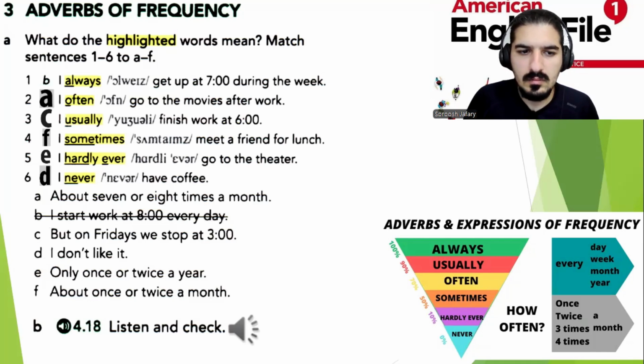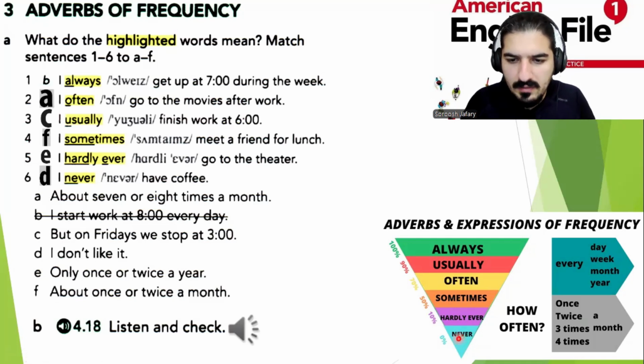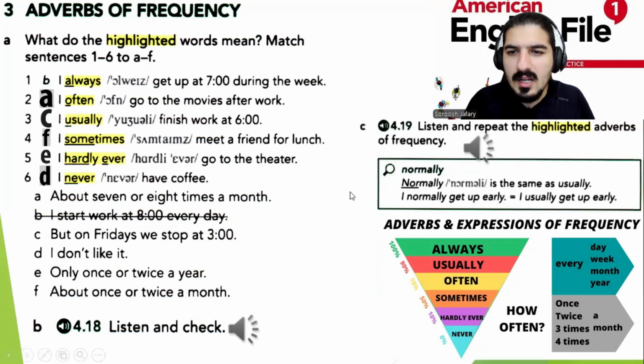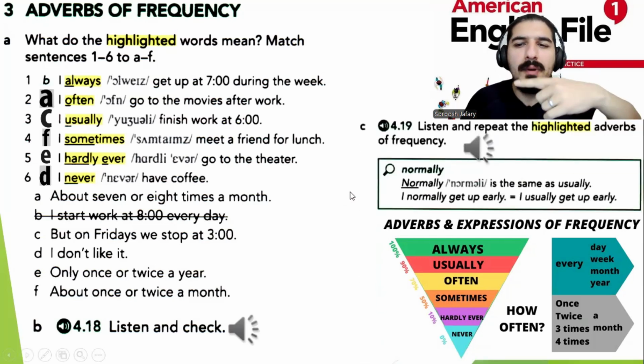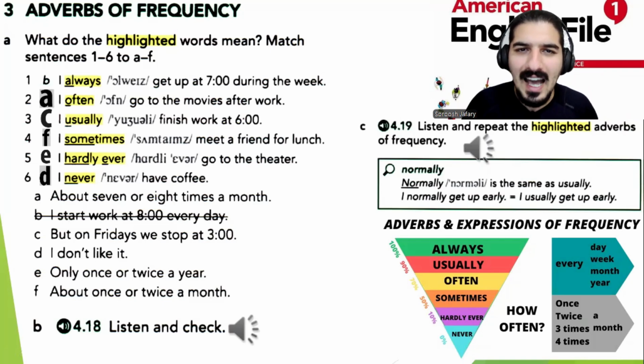I don't like it. Okay, very good. So look, from 0, never, to 100: never, hardly ever, sometimes, often, usually, always. You got it, as easy as that. Now, everybody listen and repeat the highlighted adverbs of frequency.